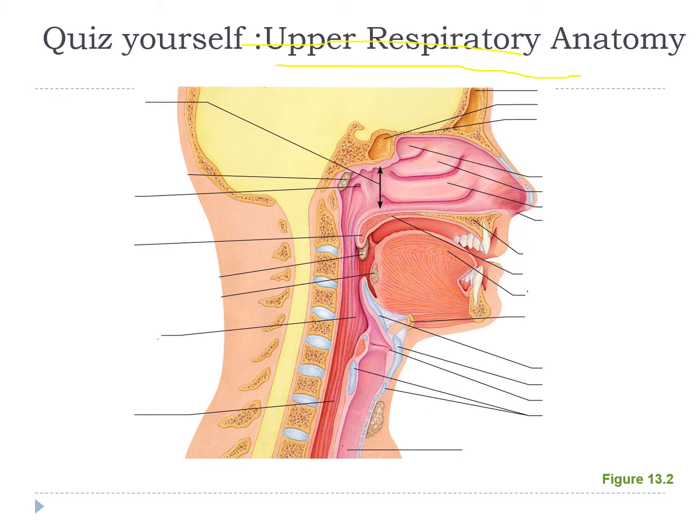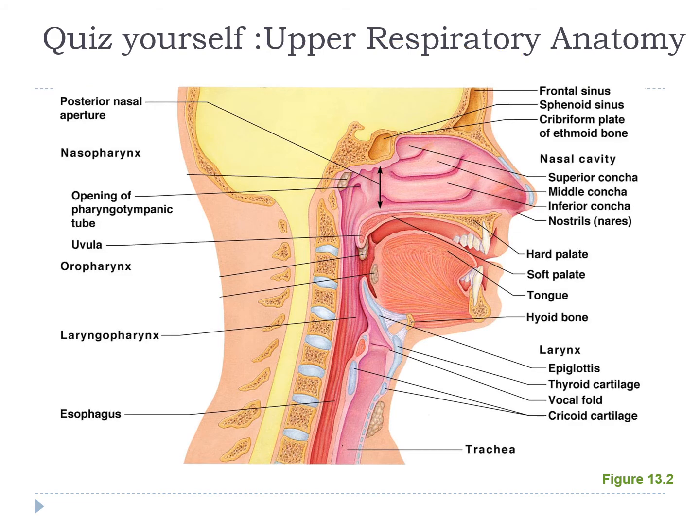So before the test, quiz yourself. Try and label this chart with all the different structures without looking, to see what you know and what you don't know, and try and go through that a few times until you can label all the structures without checking. And then here's the answer sheet to compare yourself to, to make sure you got it right.